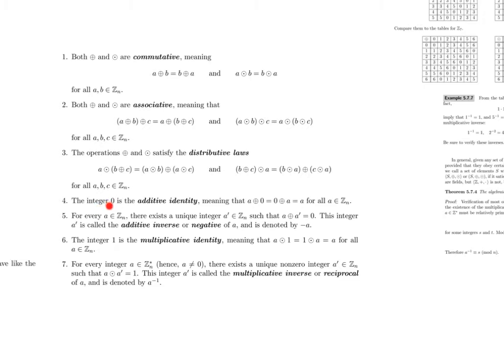0 is always going to be an element of Z mod n. We call that the additive identity because when you add 0 to something, it's not going to change it. It keeps it the same.